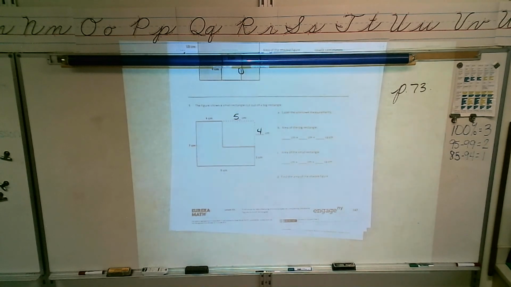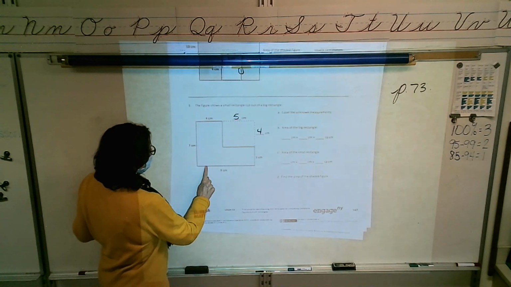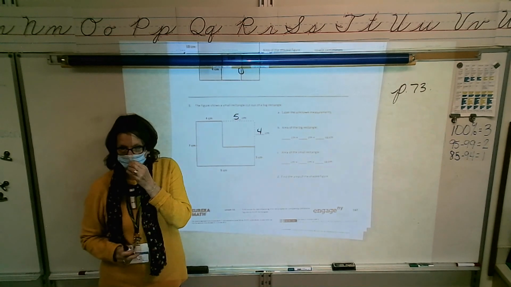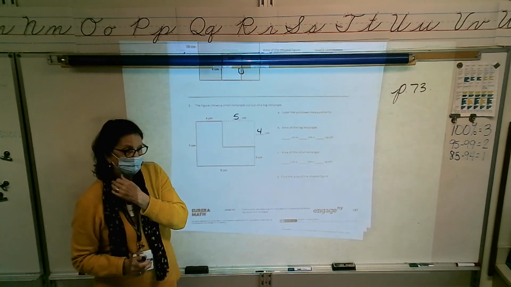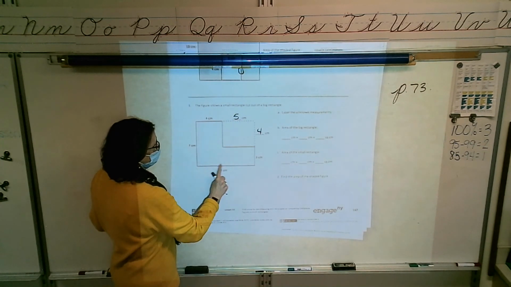All right, what number sentence did you write for the area of the large rectangle? I'm going to trace it one more time. It's really important that you know what the large rectangle is. It goes from here to here to here to here. What are my side lengths that I need to multiply? Lucas. You have to multiply 9 times.